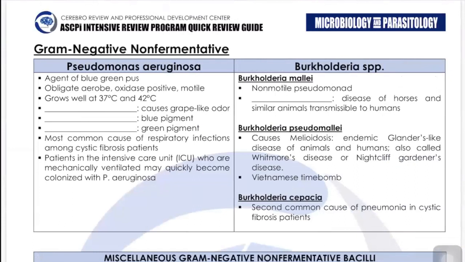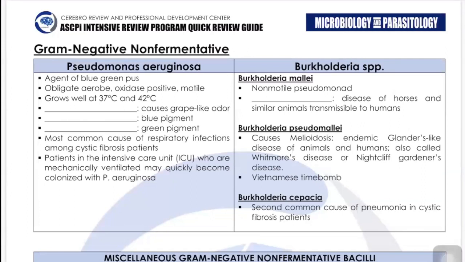Now let us proceed to gram-negative non-fermentative bacillus. There are many of them, but we are to place emphasis on Pseudomonas aeruginosa and Burkholderia species. So first, we have Pseudomonas aeruginosa. Okay, this is a common causative agent of nosocomial infections. When you say nosocomial, those are acquired usually in healthcare settings. Okay, so this is the agent of blue or green pus owing to its ability to produce a certain pigment.